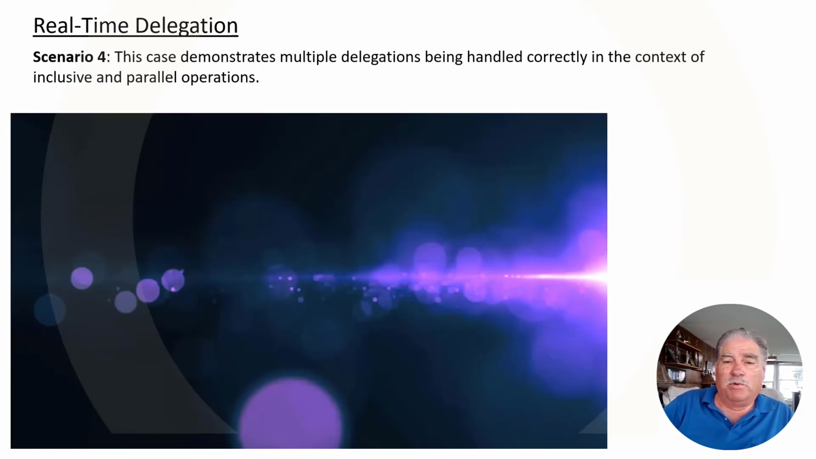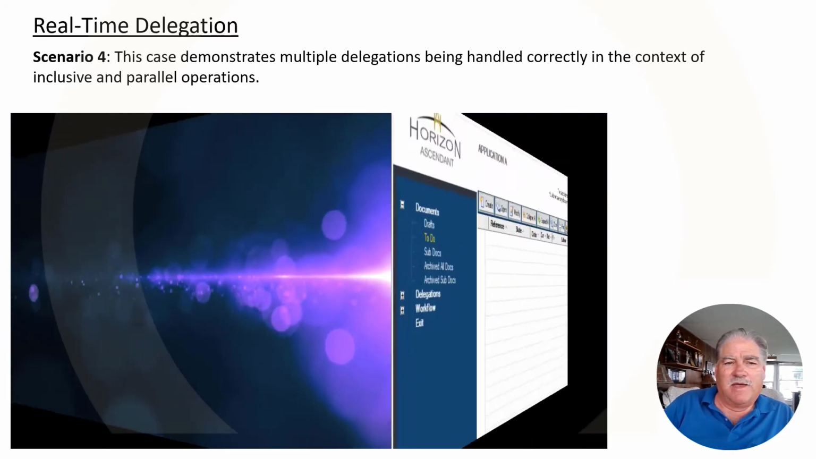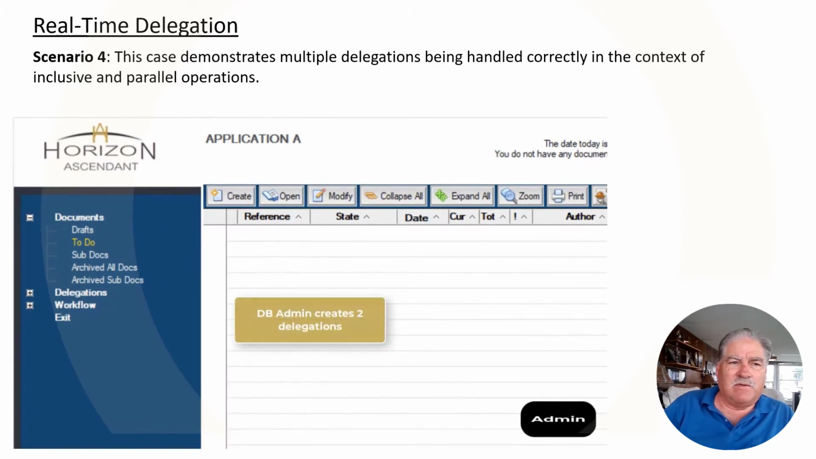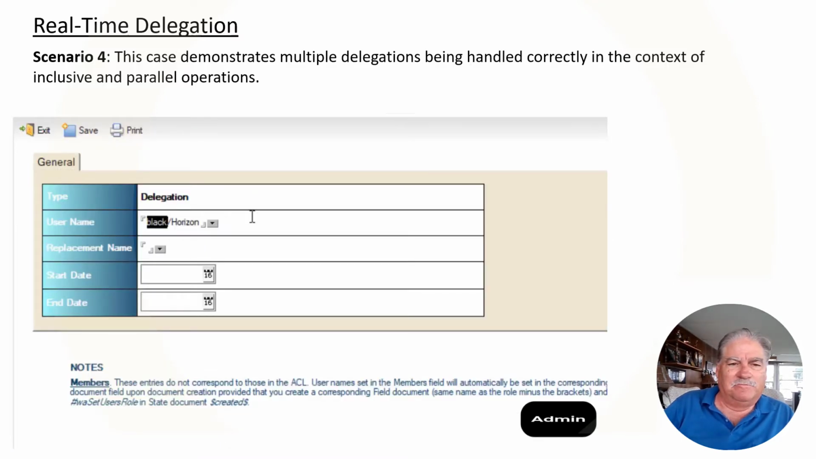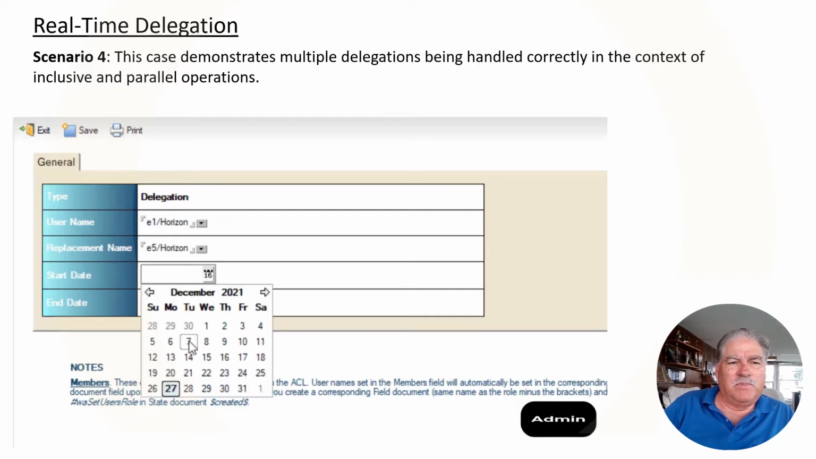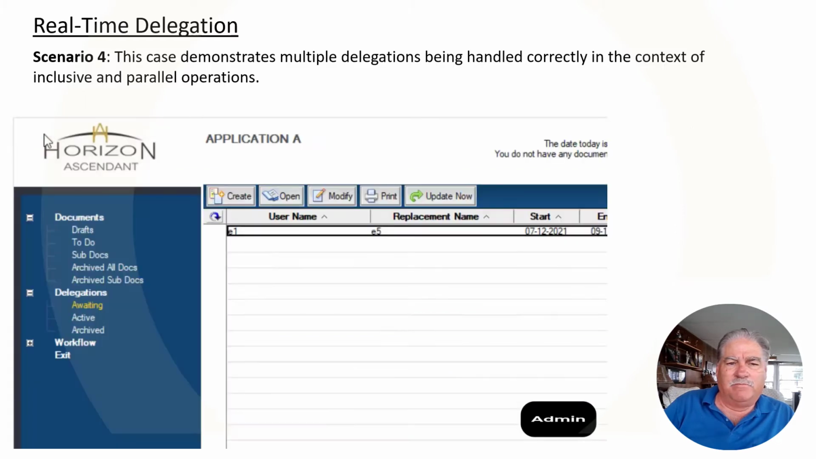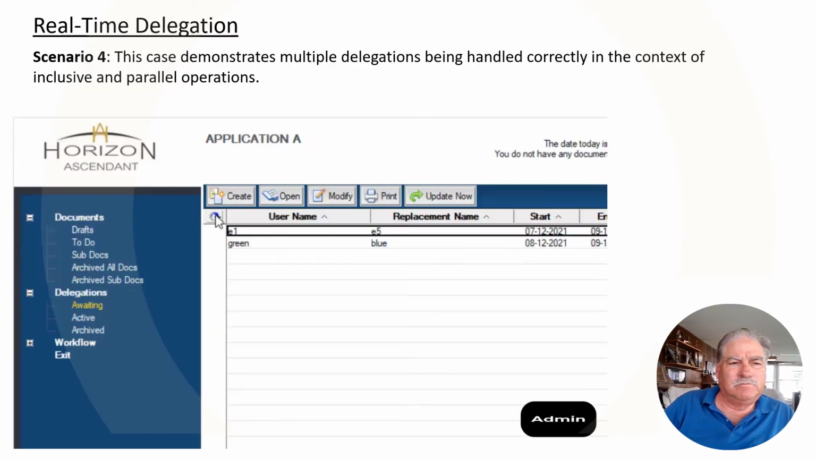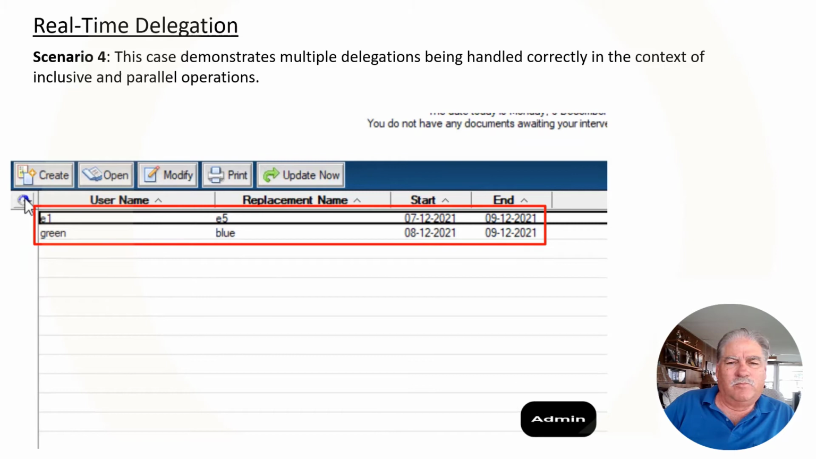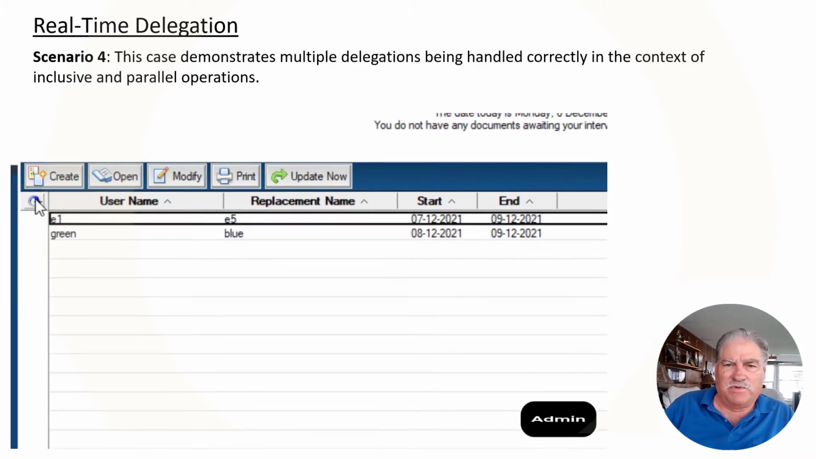The last scenario we'll be looking at is one where we'll be having multiple delegations, and that in the context of both inclusive and parallel operations. So just upping the complexity a little bit. Once again, we'll create a delegation document. This one from E1 to E5. And another from green to blue. And there they are. So one delegation starts on the 7th, the other on the 8th.